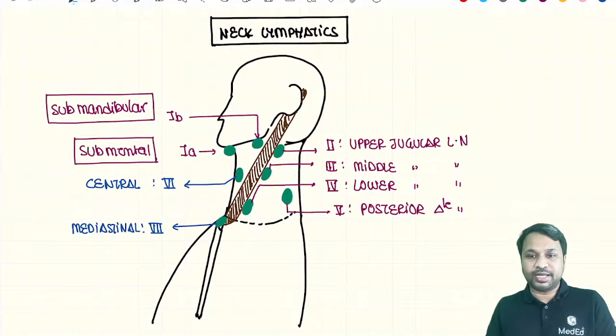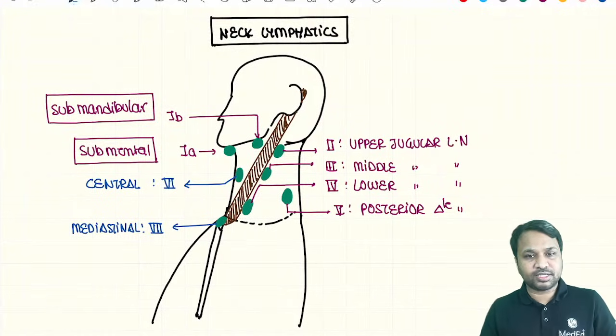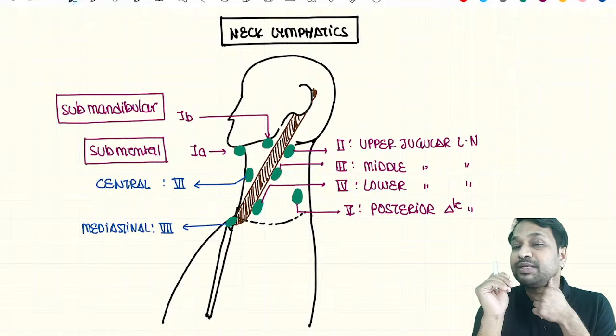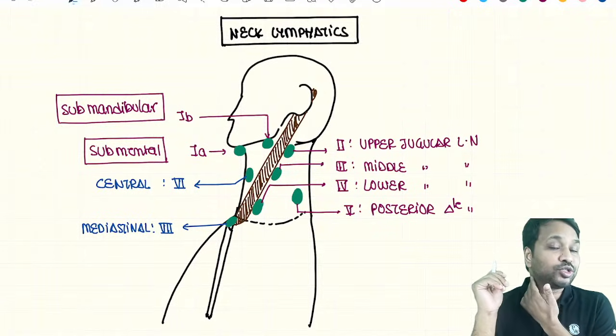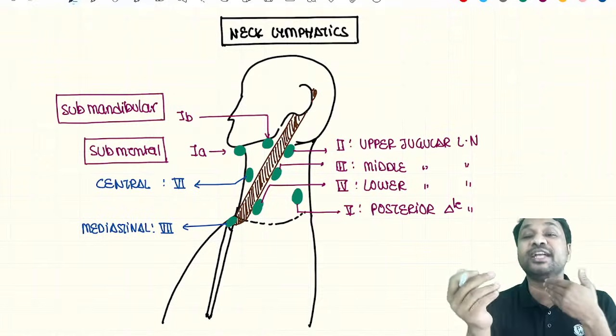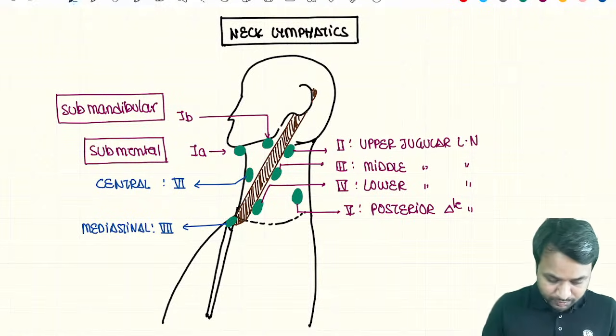Level 7 is the mediastinal group of lymph nodes, right? So these are the various subsets of lymphatics that we have. We have level 1A, which is submental, level 1B, which is submandibular, then the upper jugular, middle jugular, lower jugular, and then the posterior triangle lymph nodes. Then you have the central group, which is between the two sternocleidomastoid muscles, and the mediastinal group of lymph nodes, right?